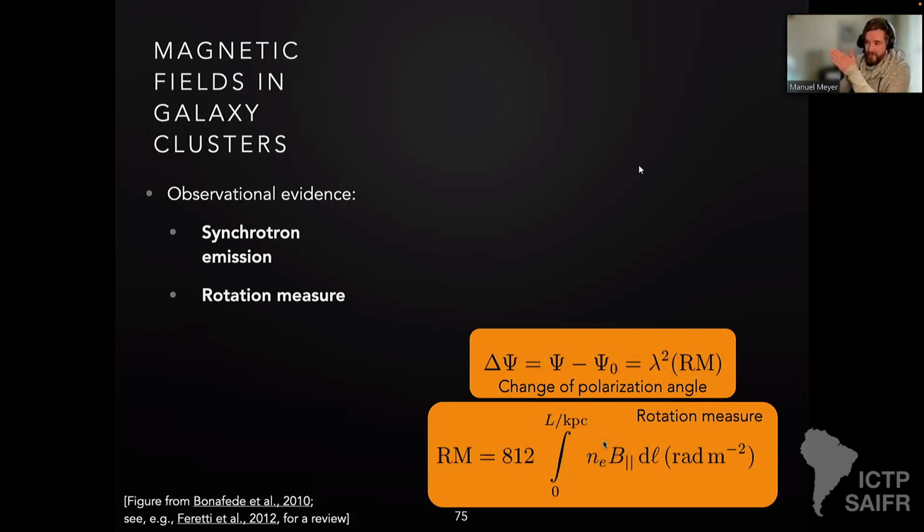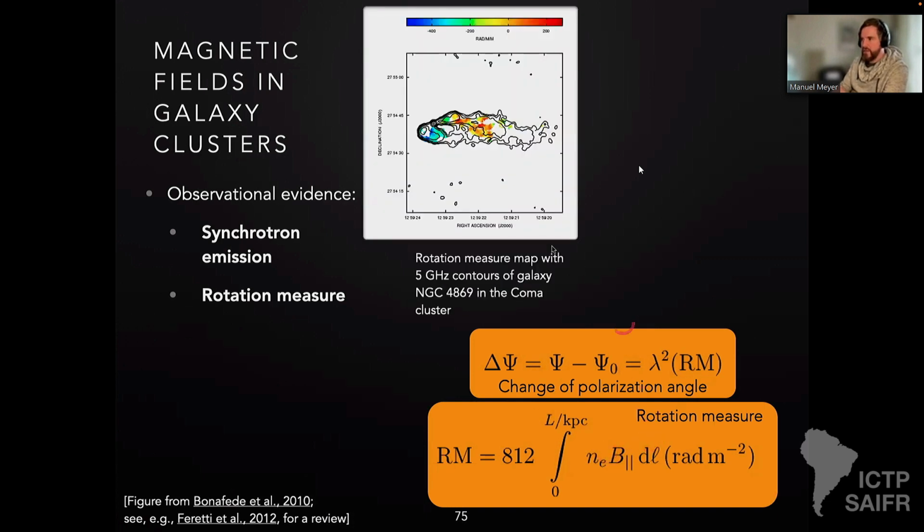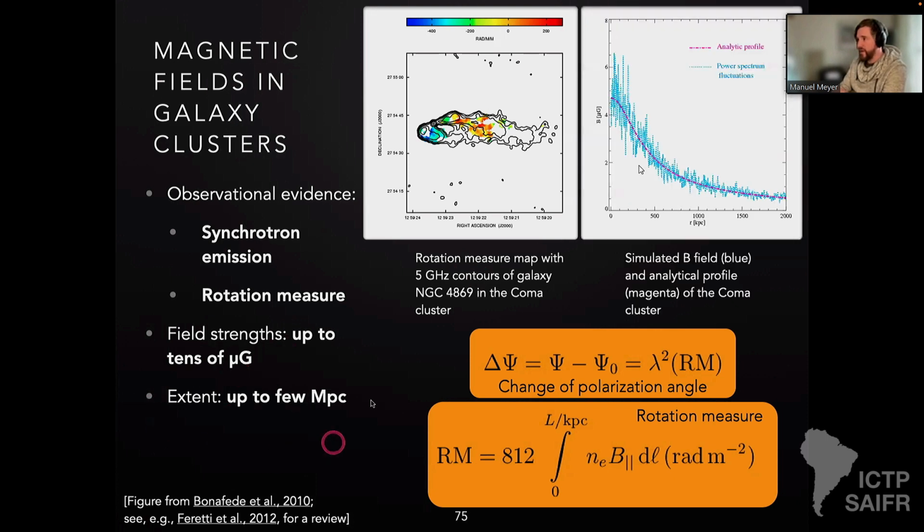So this is not the magnetic field component that is important for photon-axion mixing, but if we think that these magnetic fields are turbulent, if there's a parallel component, there should probably also be a perpendicular component. So this is a map of a galaxy inside the Coma cluster, and you see rotation measures here. And from this, you can infer field strengths up to tens of microgauss that extend out to a few megaparsecs.